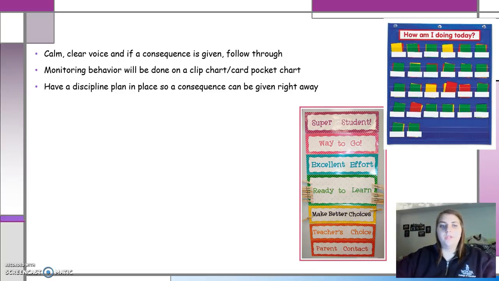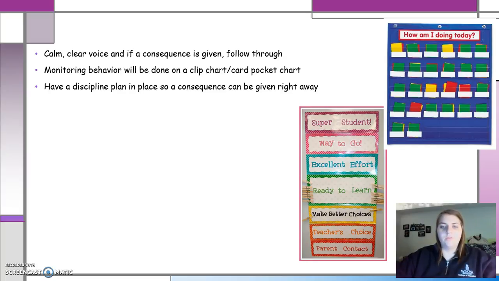And I really believe in that if a consequence is given, I need to follow through right away and give it right away. Using a calm and clear voice when you give the consequence as well. If I get upset, it's only going to upset the student more, and then I'm really not going to get anywhere. So staying calm is really important.